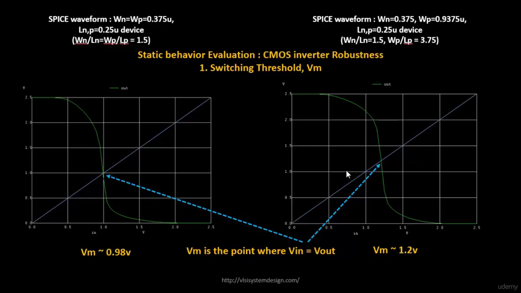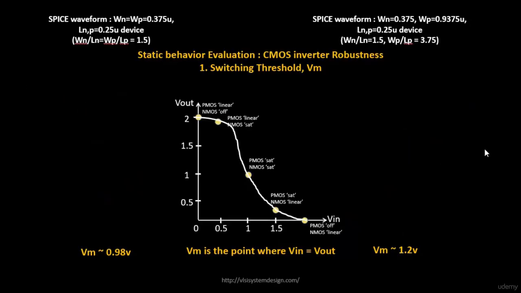In this case, let's try to zoom in on this one. If you look into this case, this is the point where your Vin is equal to Vout. Let's zoom in even more.